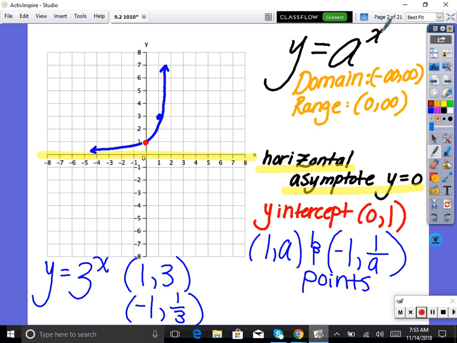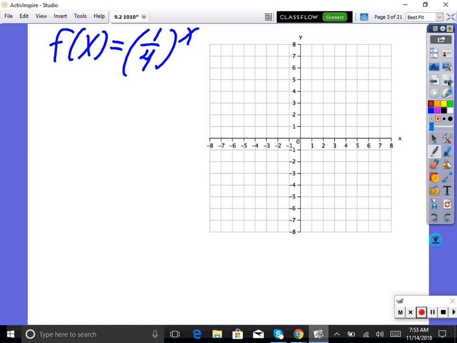But we don't have to memorize that. We're just going to plug in points and it will happen anyways. Okay, just kind of things to see. Okay, let's graph a couple more.